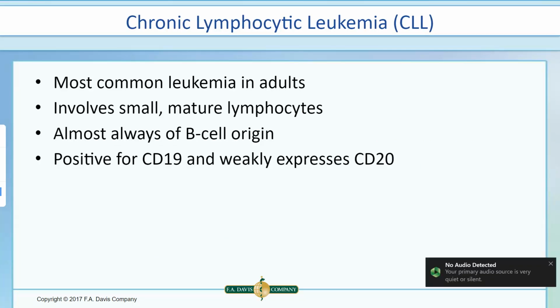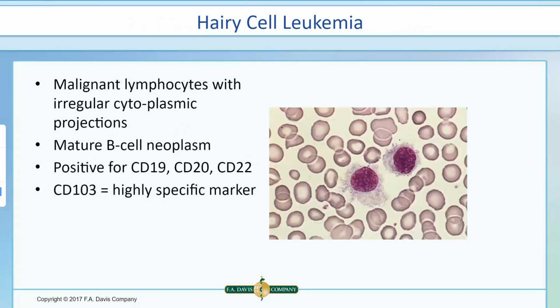Chronic lymphocytic leukemia, or CLL, is the most common leukemia in adults. It involves small, mature lymphocytes, almost always of B-cell origin, and it's positive for CD19 and weakly expresses CD20. Hairy cell leukemia, malignant lymphocytes with irregular cytoplasmic projections, mature B-cell neoplasm. Positive for CD19, 20, 22, and 103 is a highly specific marker.